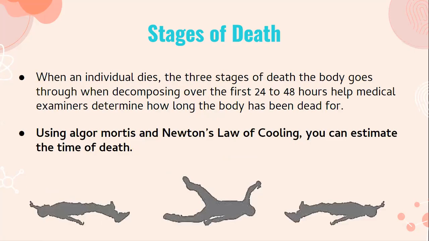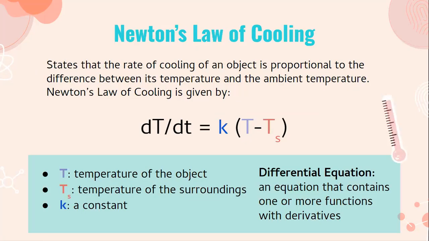When an individual dies, the 3 stages of death the body goes through when decomposing over the first 24 to 48 hours help medical examiners determine how long the body has been dead. So this is crucial in solving crimes, right? And in pinning a particular suspect to a crime, you need to have the mathematical calculations behind it.